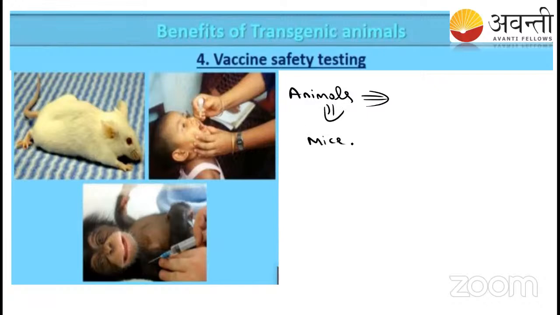That is the mice. First they will try on the mice, and after that the monkey, and then they are going to give it to the human. Now they are trying to reduce the trials using monkeys. By preparing the transgenic mice, they are going to give that vaccine to the mice only, thereby reducing the trials on the monkey.